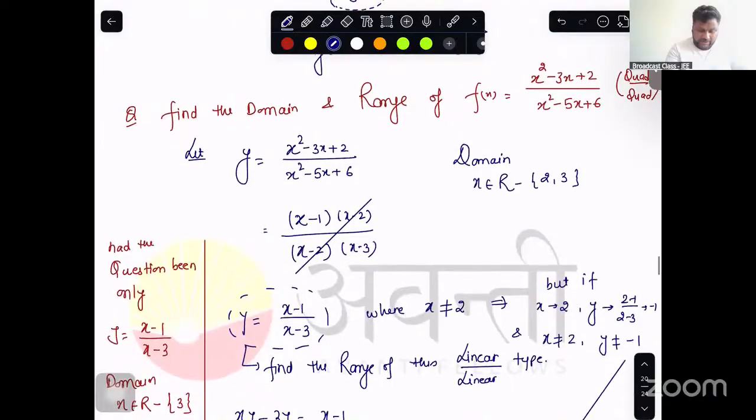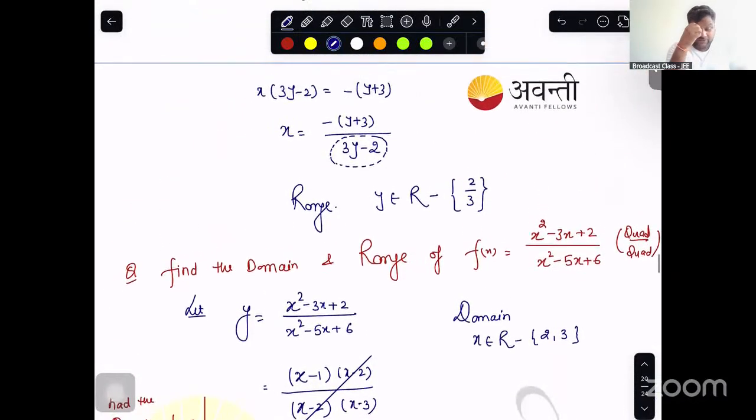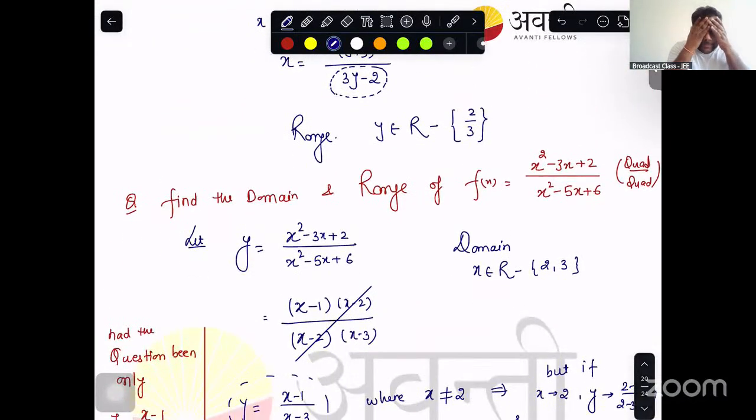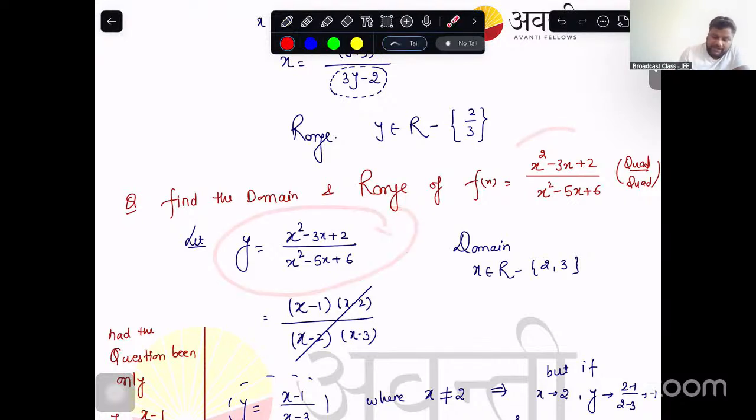So first of all, I have calculated the range which we were doing as rational algebraic functions. The first question that I have covered is quadratic upon quadratic, where one factor was common in the numerator as well as in the denominator. Like the question was this: numerator x minus 1 into x minus 2, denominator x minus 2 into x minus 3. So x minus 2 is common in both numerator and denominator. So x minus 2 cancelled, and the question remains x minus 1 upon x minus 3.